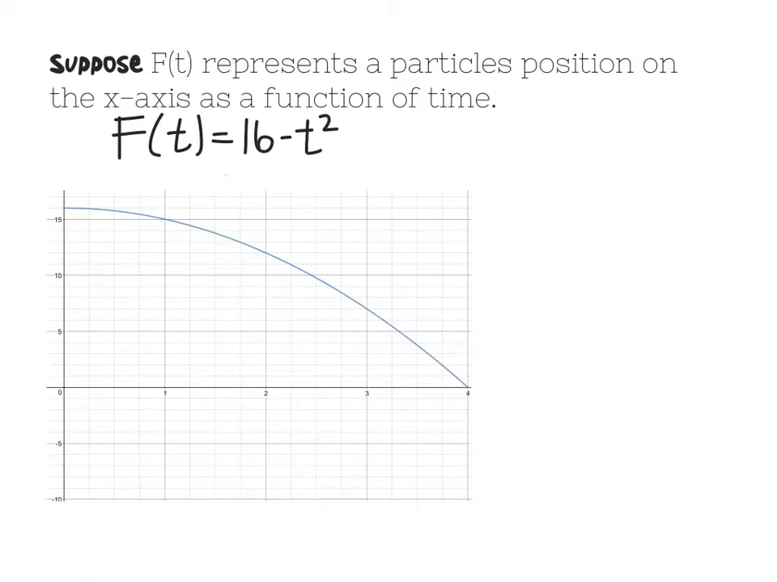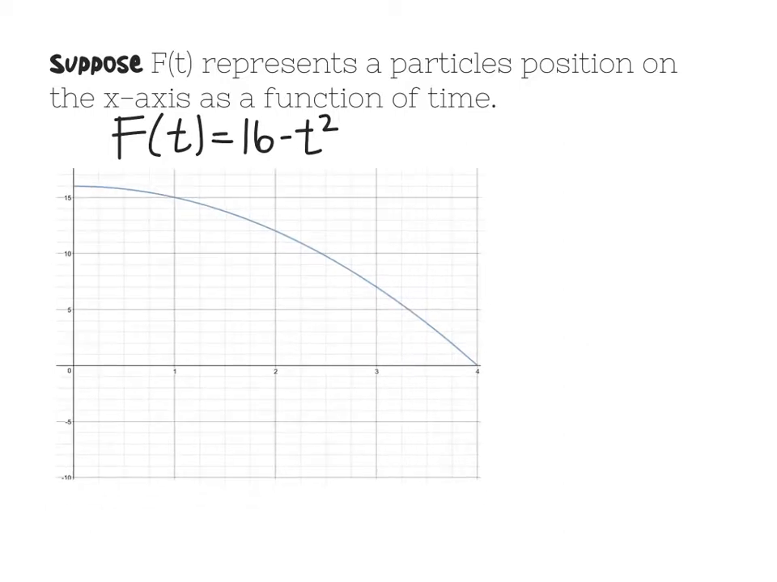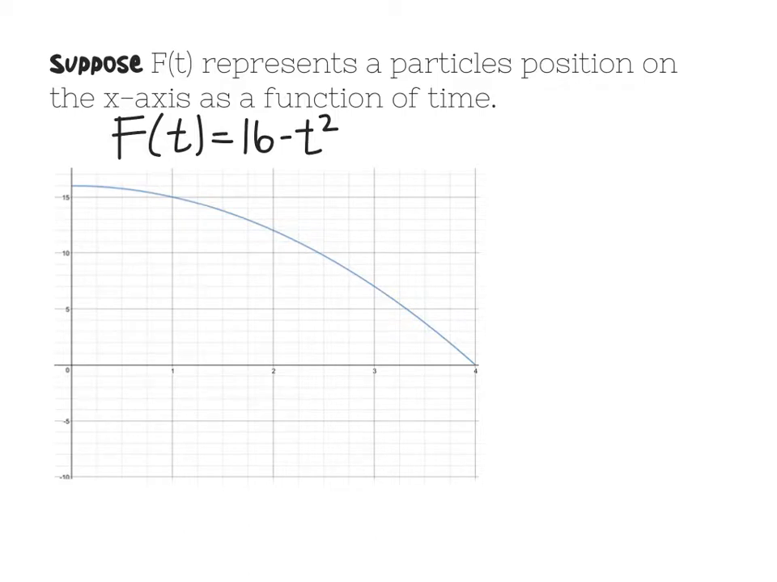So this example is starting, and it's giving us a function. Capital F of t is representing the position of a particle on the x-axis as a function of time. We have a graph down here which just models the general curve, and what we can see is that this particle starts at 16 on the x-axis, and it's decreasing until 4 seconds when it hits the x-axis at 0. So let's assume we're going to look at that interval of time from 0 to 4. Just to be clear, this is a position function.